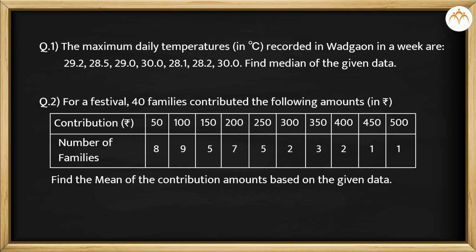Contribution in rupees: 8 families contributed 50 rupees. 9 families contributed 100 rupees. 5 families contributed 150 rupees. 7 families contributed 200 rupees. 5 families contributed 250 rupees. 2 families contributed 300 rupees. 3 families contributed 350 rupees. 2 families contributed 400 rupees. 1 family contributed 450 rupees. 1 family contributed 500 rupees. Find the mean of the contribution amounts based on the given data.